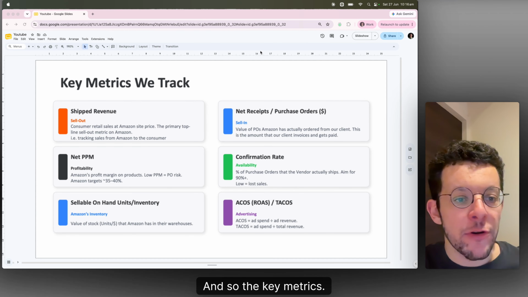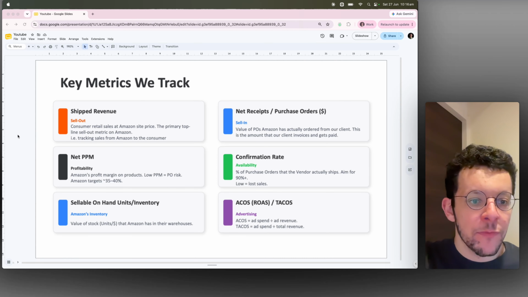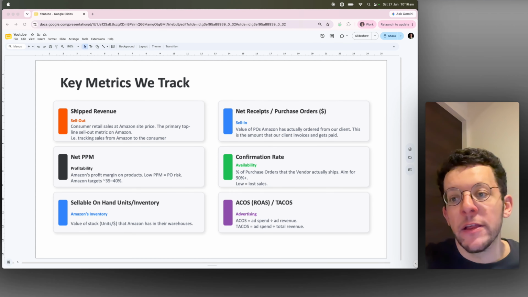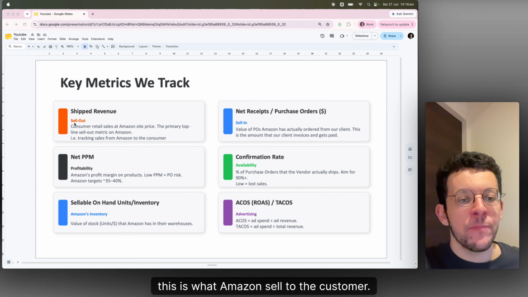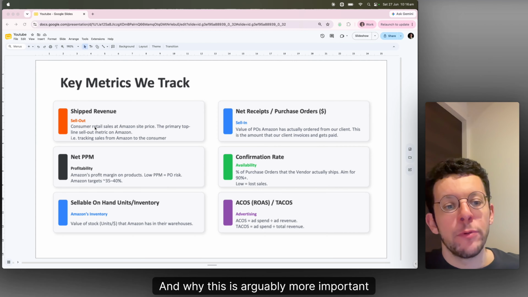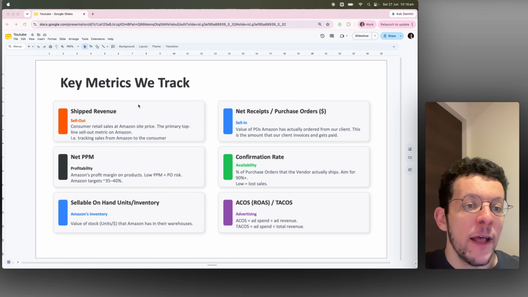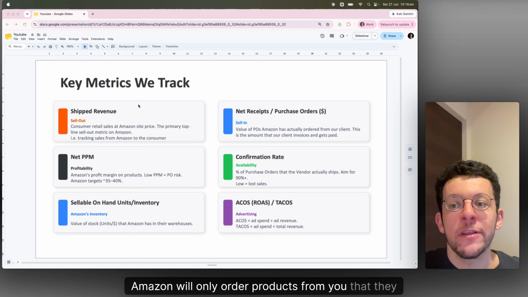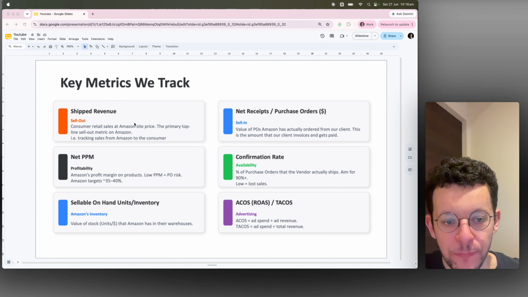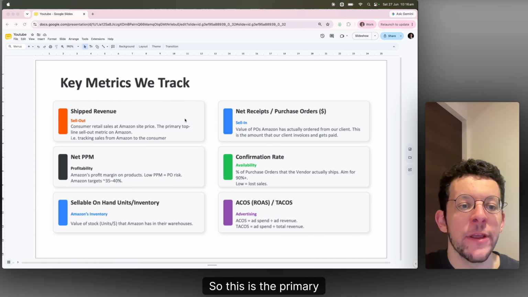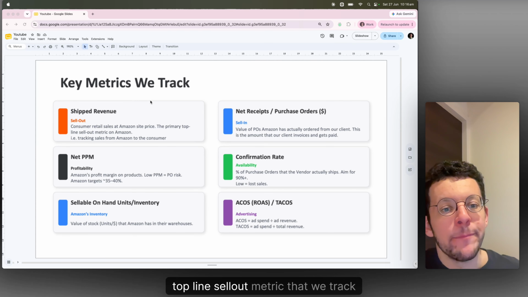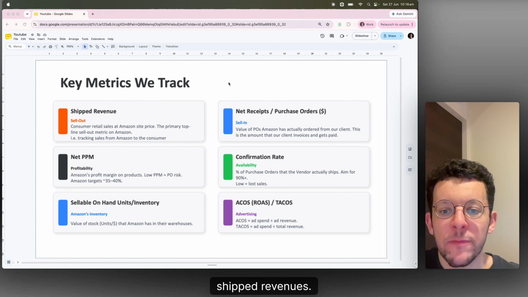And so the key metrics. As I mentioned, sell out. This is the shipped revenue. This is what Amazon sells to the customer. And why this is arguably more important than the purchase orders is because this will drive purchase orders. Amazon will only order products from you that they can sell to customers. So this is the primary top line sellout metric that we track, shipped revenues.